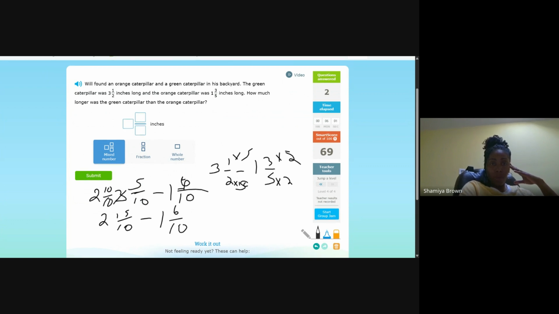Now I have 15 as my numerator over here and 6 as my numerator over here. Now I can subtract. So now I can go ahead and start off by subtracting my whole numbers. 2 minus 1 is 1. And then 15 minus 6 is 9. So that's going to be 1 9/10. Can't simplify it.